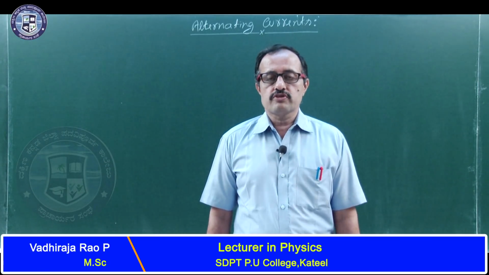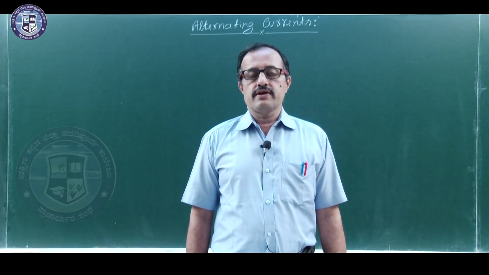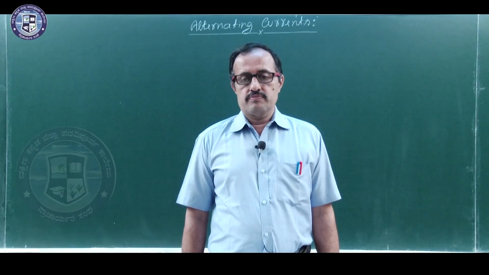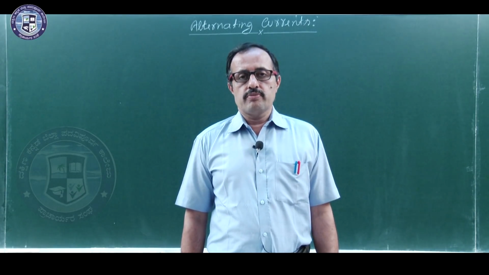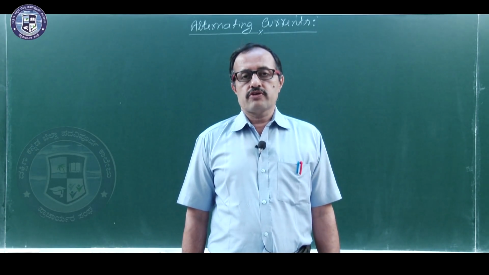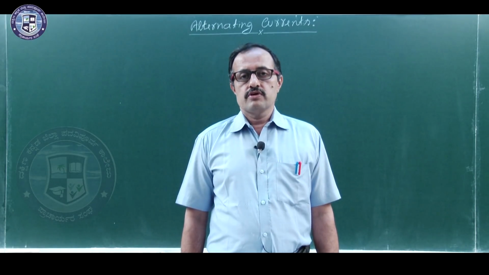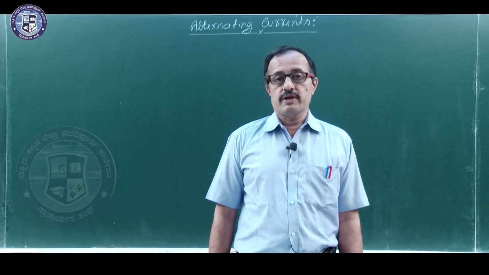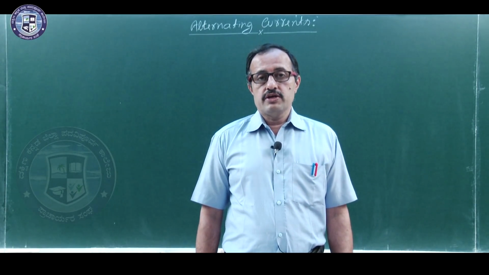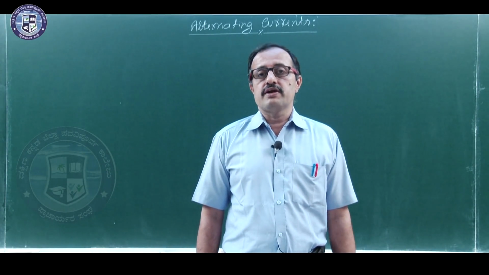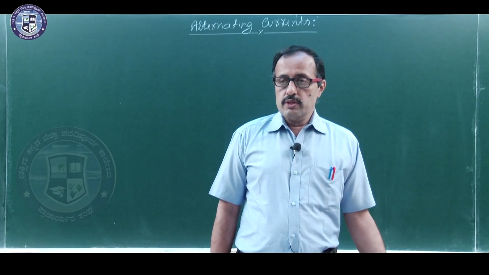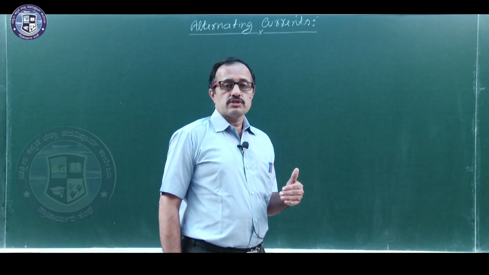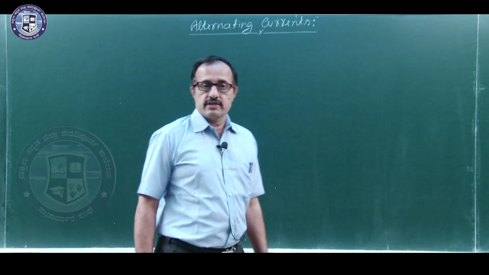Dear student, now we start with the new topic, alternating currents. In the previous topic, electromagnetic induction, we studied what electromagnetic induction is, self-inductance and mutual inductance, AC generator, etc. And its continuous part is alternating current. In the previous topic, we know about the formula for alternating voltage and current.